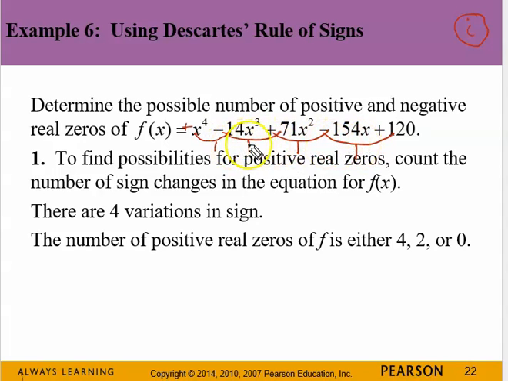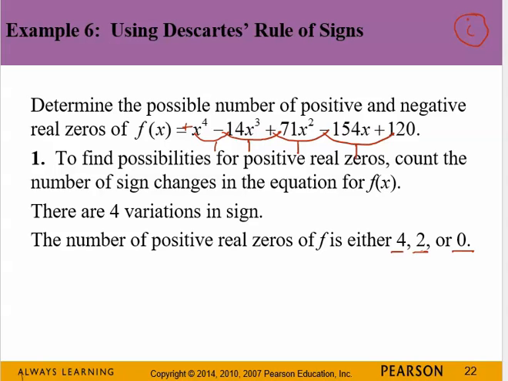Well, we can then subtract an even number 2 and get 2. And we can subtract 2 again and we get 0. So the number of positive real zeros for this function is either 4, 2, or 0. And that's what we would put in that chart.